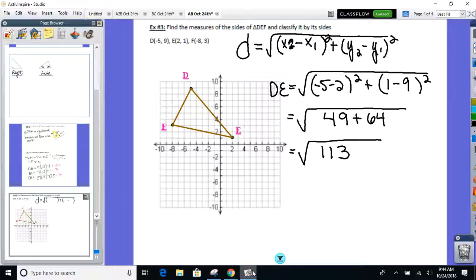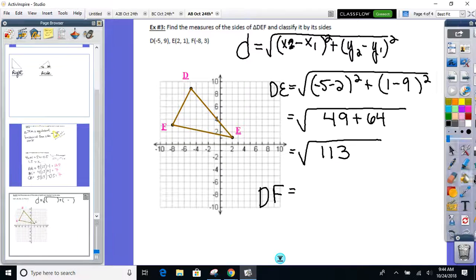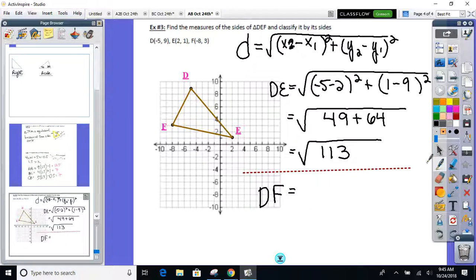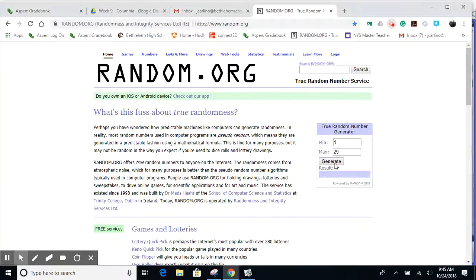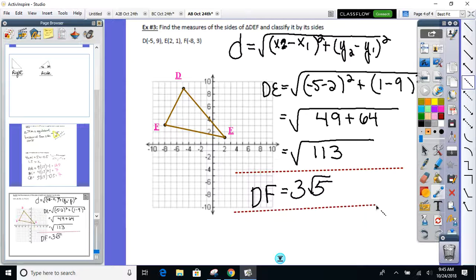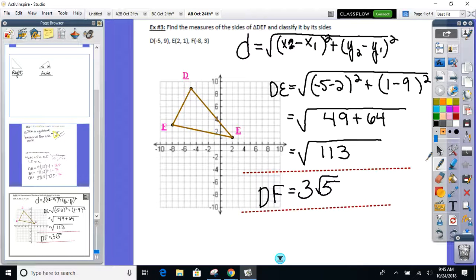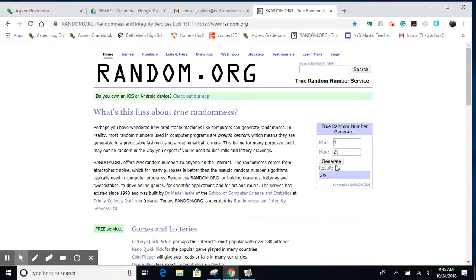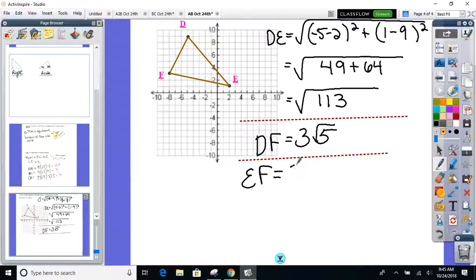Okay, let's start with DF. DF ended up being 3 square root of 5. Yep, you guys should have had the square root of 45, which broke down to 3 radical 5. Nice job. And then finally, what do I have left? EF. So EF, 2 radical 26, which is the square root of 104 broken down.